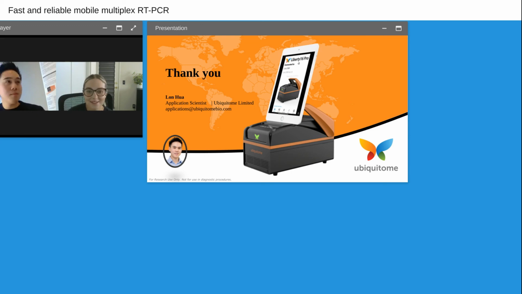Okay, great, thank you. Next question, how will I be able to export my data? So the data can be exported via the Liberty 16 app, which is downloadable from the Apple App Store. So all you need to do is just input an email address of your choice, and you'll have all the data relating to the run.